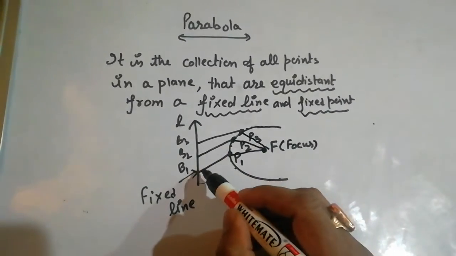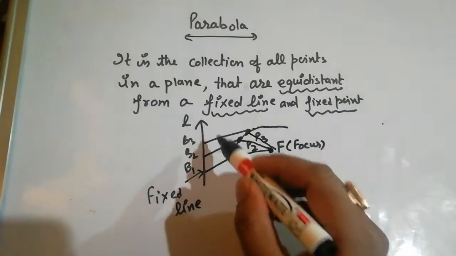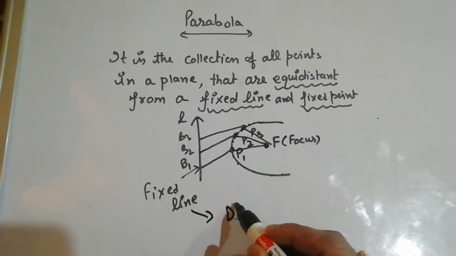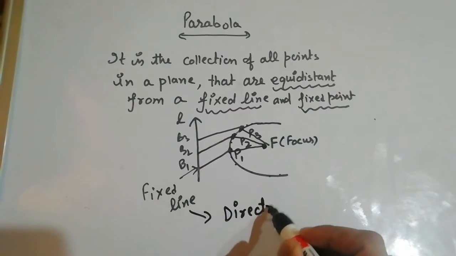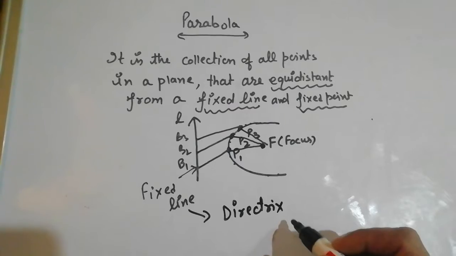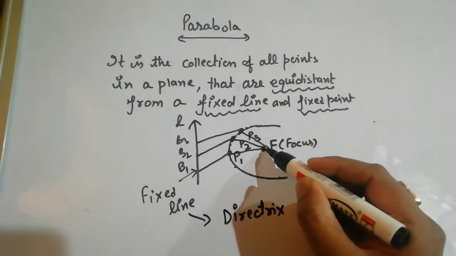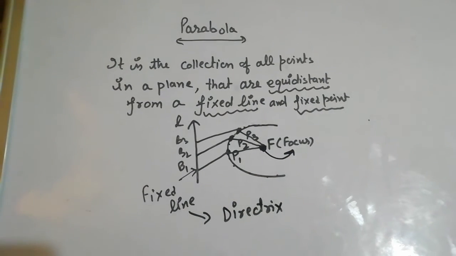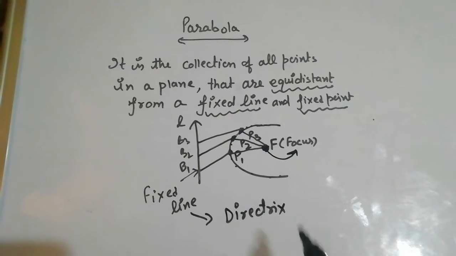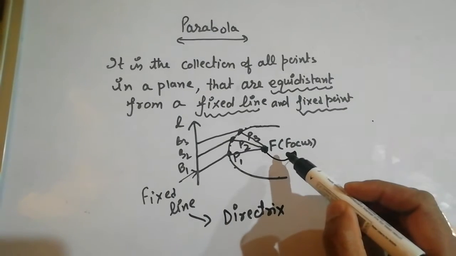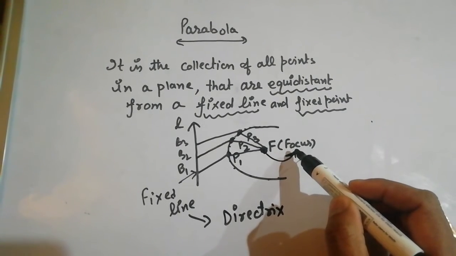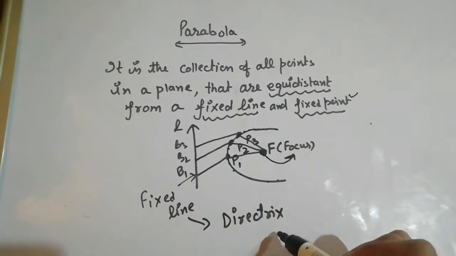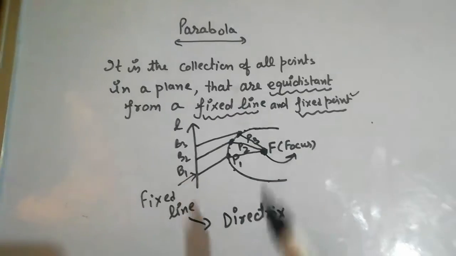And this fixed line is called the directrix of the parabola. And this fixed point is called the focus. So you should know about these two things: what is the directrix of a parabola and what is the focus of a parabola. The focus of a parabola is a fixed point, and the directrix is a fixed line.